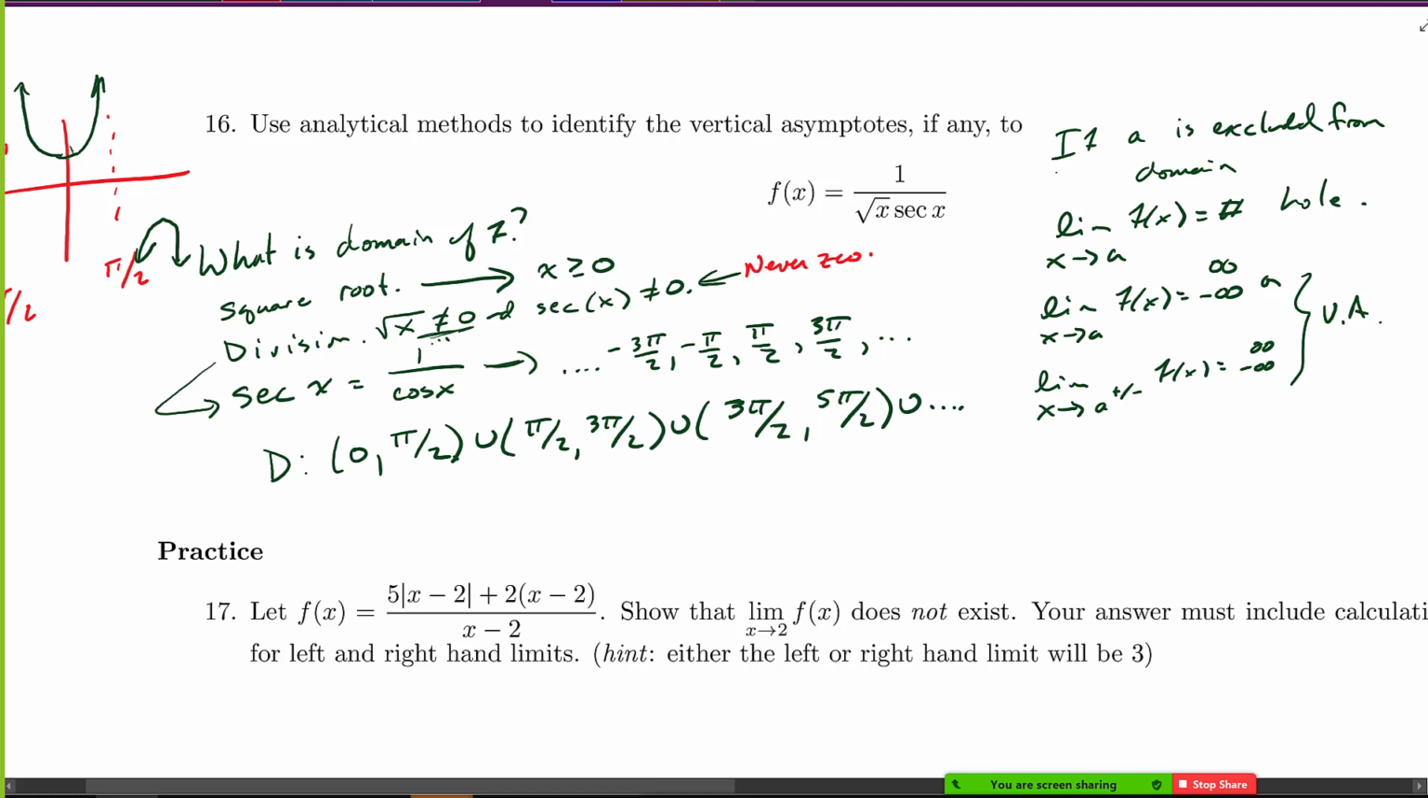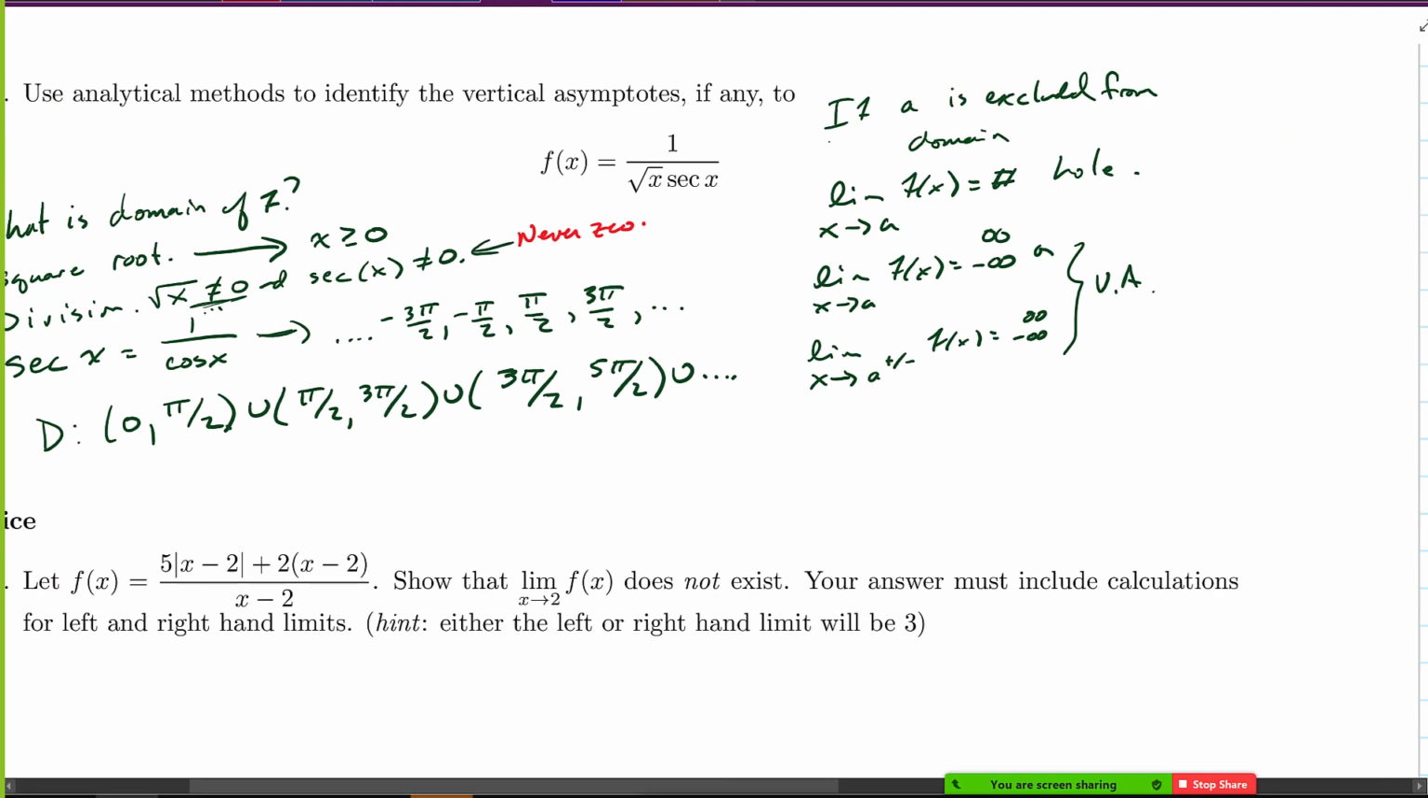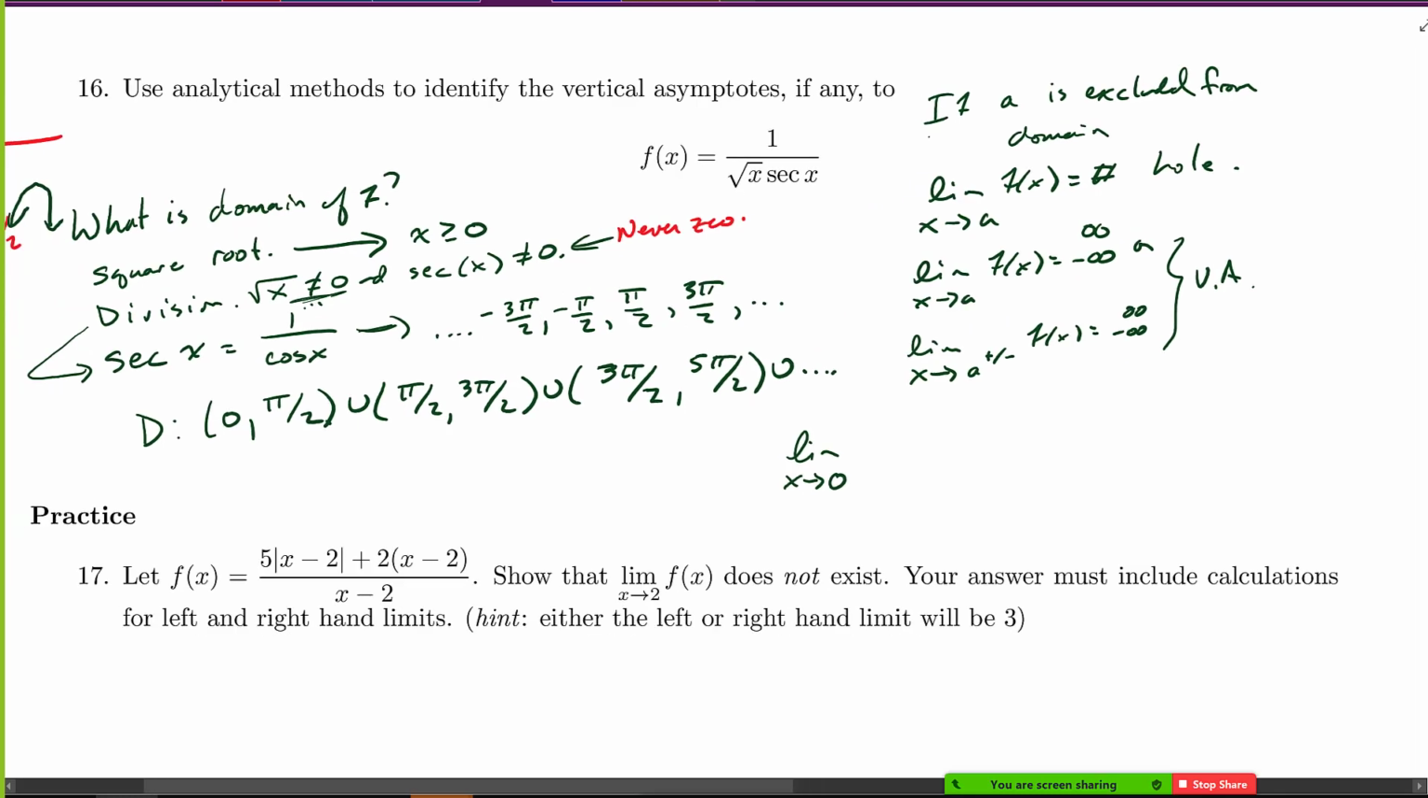So at this point, we're going to take all of those exclusions in the domain and look at the limit as x approaches each one of them. Well, that's quite a few to check, but it turns out some of them will fit under one category. So let's do the first one. Let's look at the limit as x approaches the first exclusion in the domain, which is 0. Here I have to be a little bit careful, because my domain didn't start until 0, so the only way I can approach 0 is from the right.